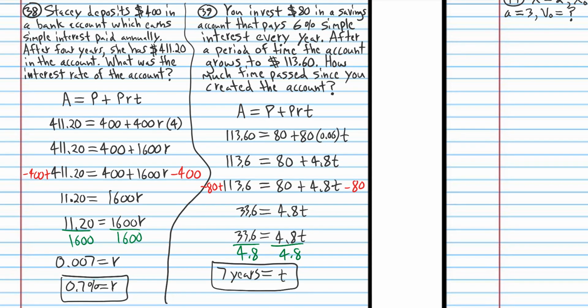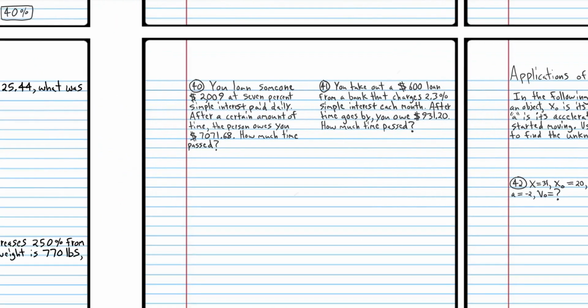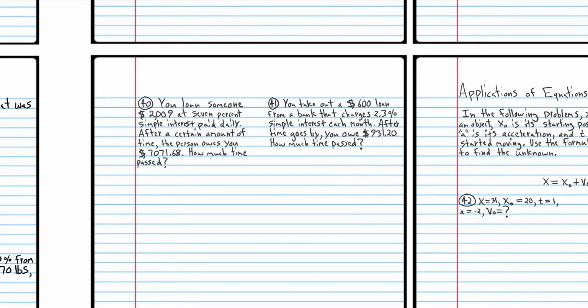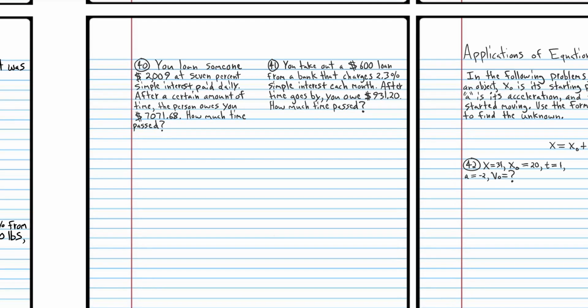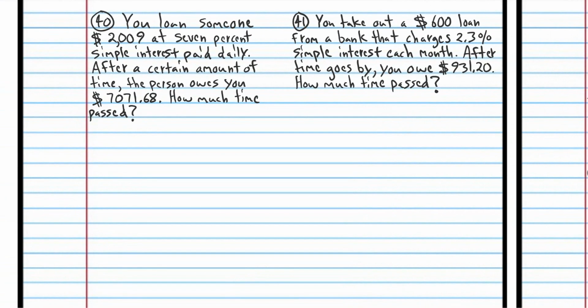All right. So now it's time for you to try. Try number 40, and when you come back, we'll do it together. Remember, your formula is A is equal to P plus PRT. I'm going to go ahead and write that formula in case you forgot. So A is equal to P plus PRT. Go ahead and attempt this problem, and when you come back, we'll do it together.